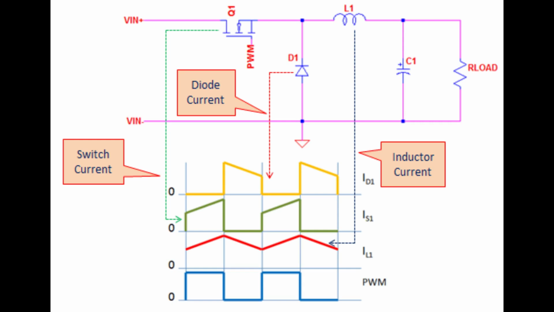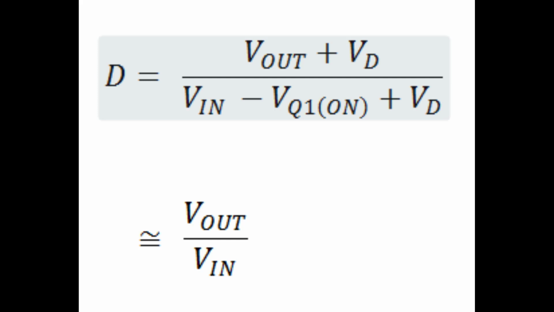So next we will go to the simple formula. This is a very simplified formula. D is the duty cycle. Duty cycle is the ratio between on time and off time of the MOSFET or IGBT. It is equivalent to V output plus VD, the drop of the diode voltage, over V in minus VQ1 plus V diode. VQ1 is the voltage drop across the MOSFET or switch.